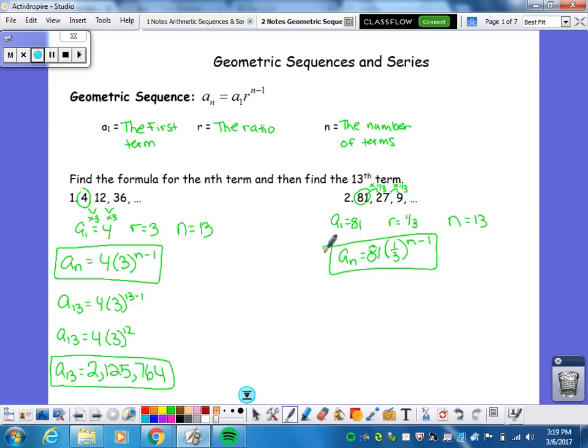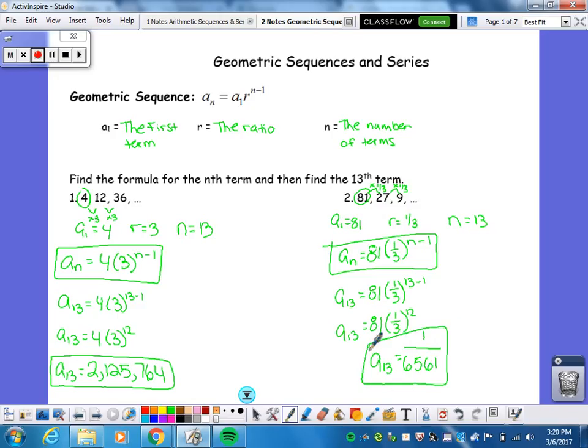Now let's use this equation to find our 13th term. So, A sub 13 is equal to 81 times 1/3 to the 13 minus 1. This becomes A sub 13 is equal to 81 times 1/3 to the 12th. And when you put this in your calculator, you get as your answer A sub 13 is equal to 1/6,561. Now let's move on to the next one.